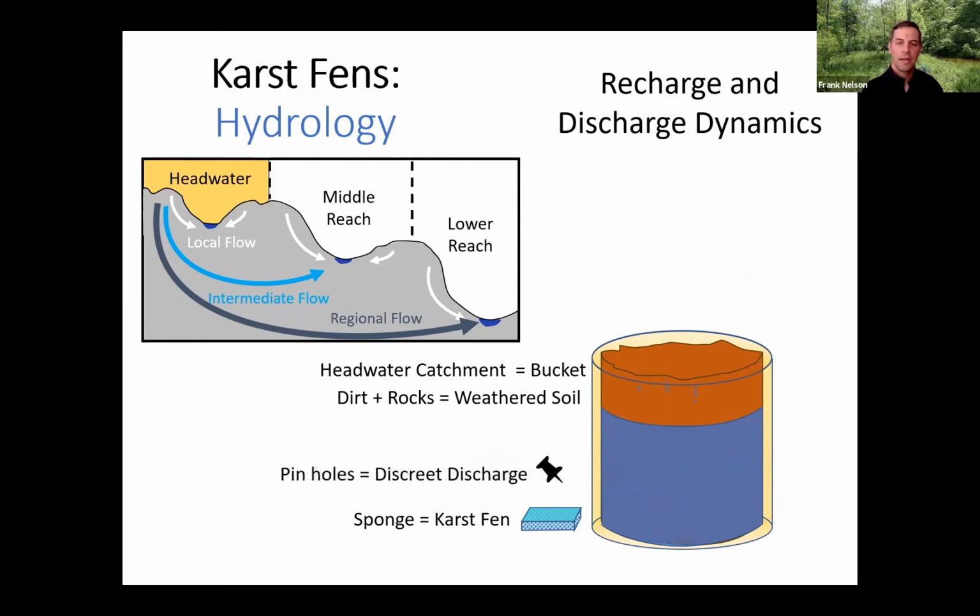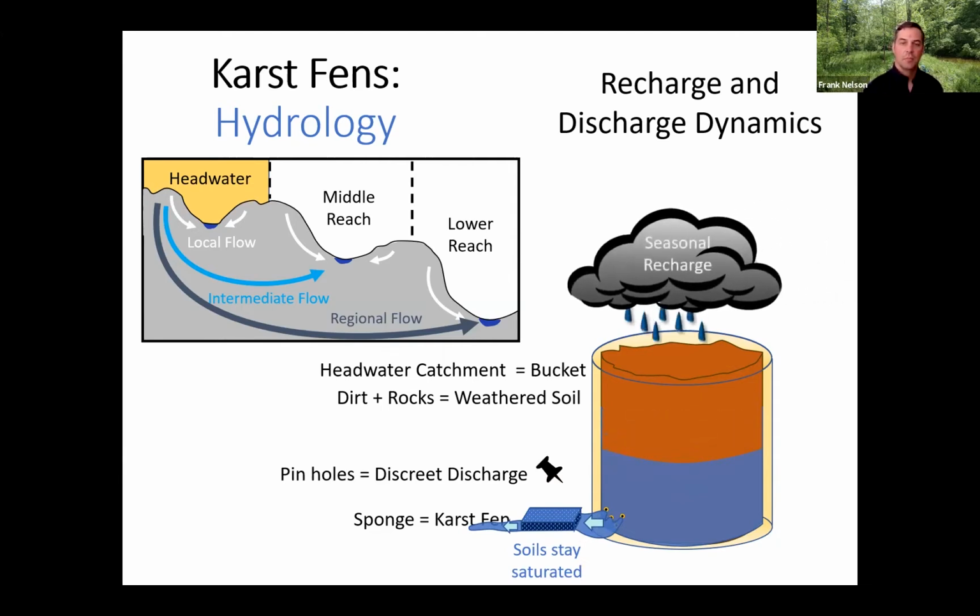Actually, a better analogy might be some pinholes to mimic the discrete discharge. And so as water's moving through the weathered soil, it's discharging through these little pinholes essentially and slowly draining through the perched aquifer and making sure that our karst fen soils are maintaining the saturation. However, there's enough capacity that these soils are seasonally recharged, the aquifer refills while maintaining this consistent discharge within the karst fen.